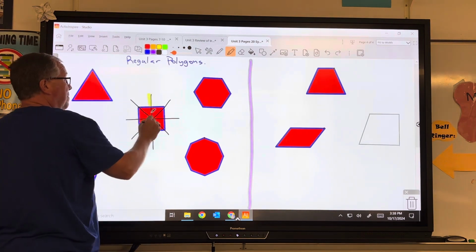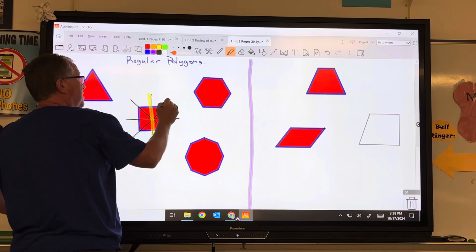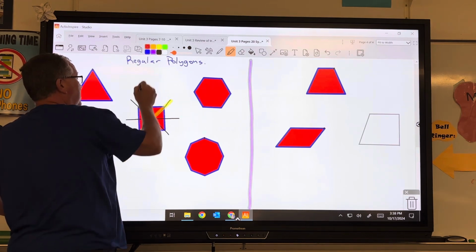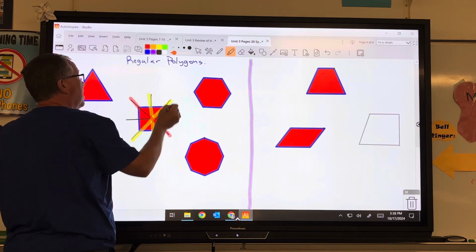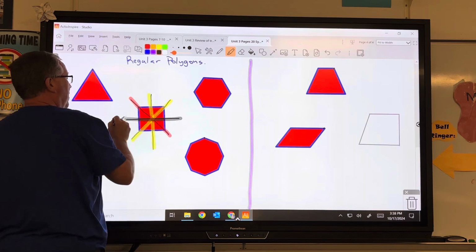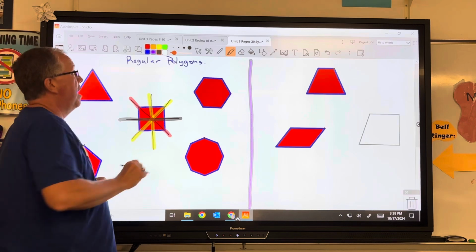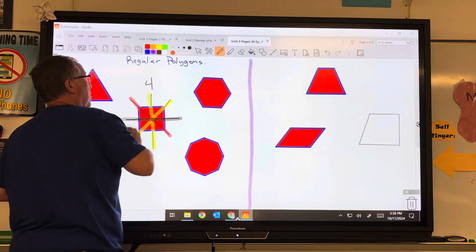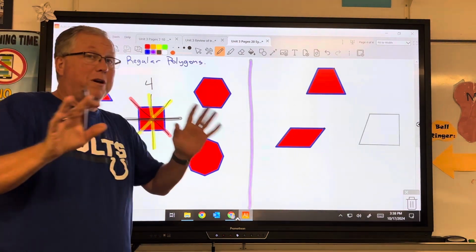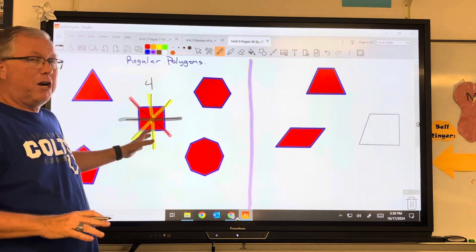So I have, this is a complete line all the way across, this is a complete line all the way across, this is a complete line all the way across, and this is a complete line all the way across. Right? So I have 4 lines of symmetry. And so I open up here, these have 4 lines of symmetry. Right, we're good? So we got 4 lines of symmetry. How many sides were there?